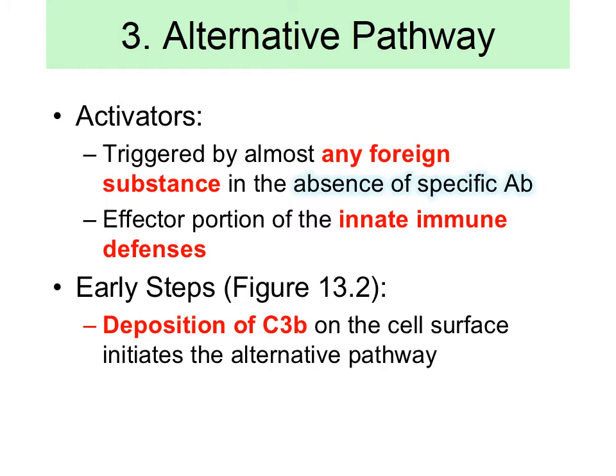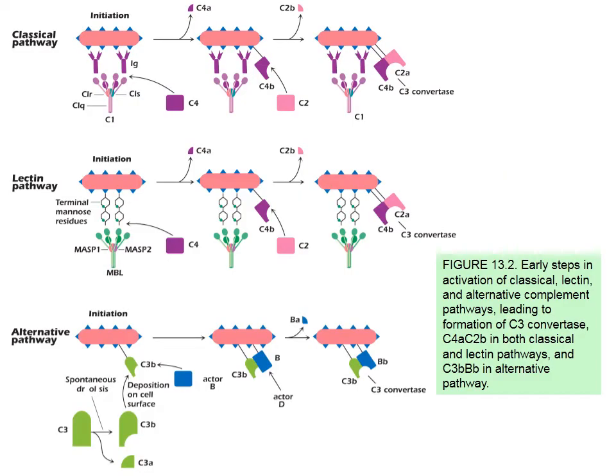It's also an effector portion of the innate immune response, and the early steps again are deposition of C3b, which is an opsonin, on the cell surface that will initiate the alternative pathway. Again, the same figure is there, and you will see the sequence of events is pretty much the same.